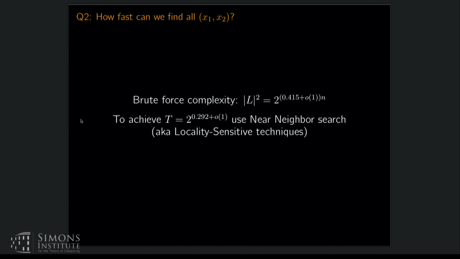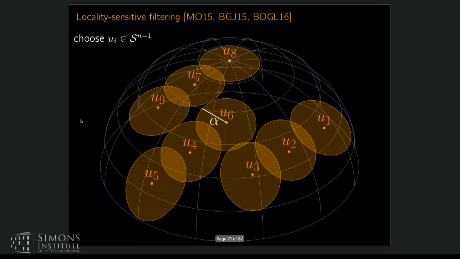The second exponent that improves this naive brute force uses a technique from nearest neighbor search. I'm going to show you these techniques and the way we can analyze them, both classically at the beginning and then quantumly. Okay, so what do we do? The technique is called Becker filtering.